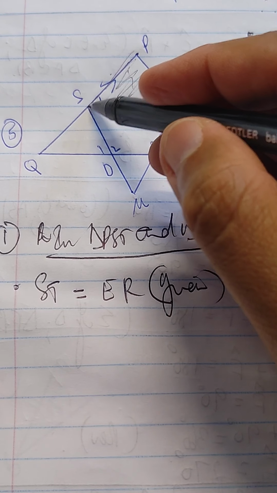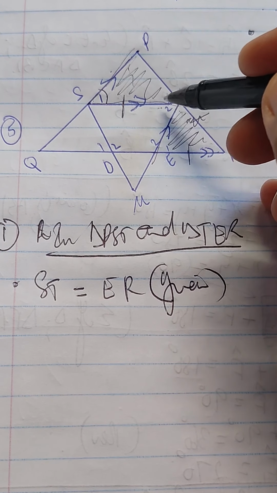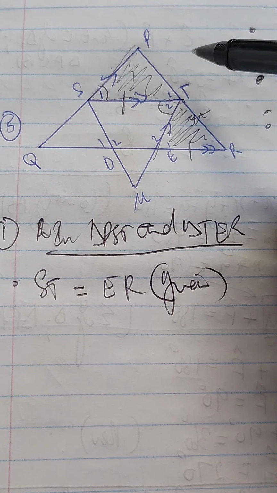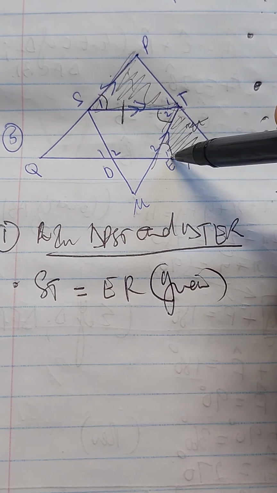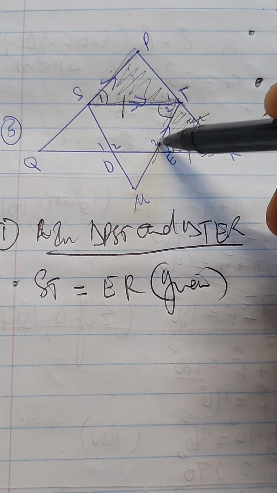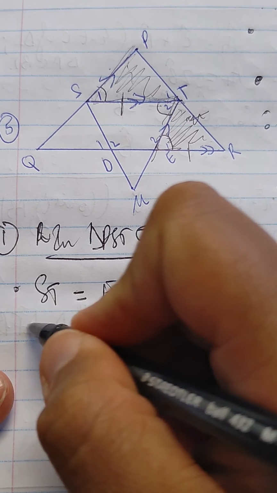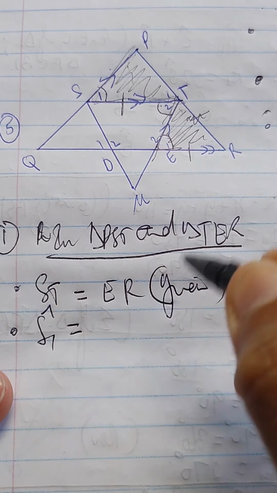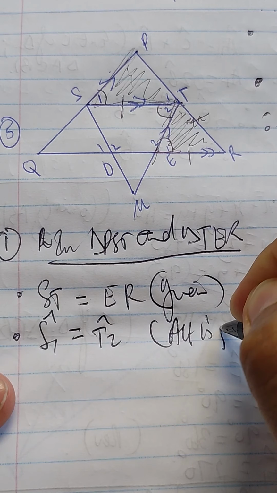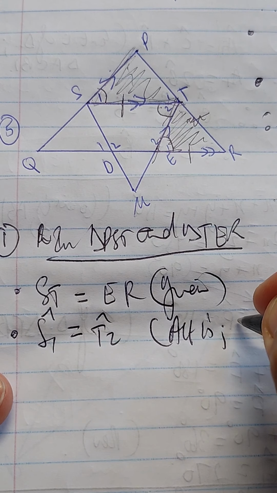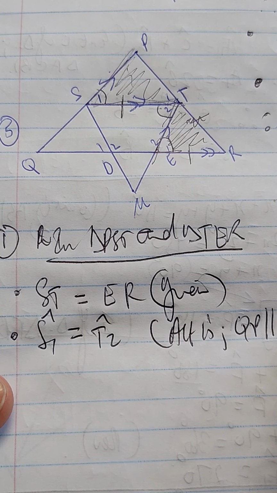Then angle S1 is equal to angle T2. Why? Alternate angles. Can you see that? So alternate angles, and the Z is lying like that. So it's going to be SP or QP is parallel to TU or TE, the same thing.